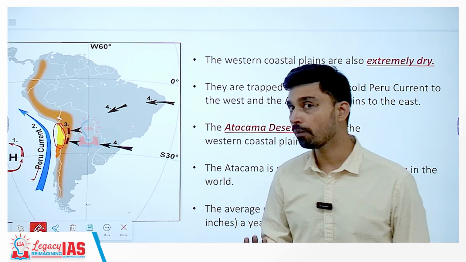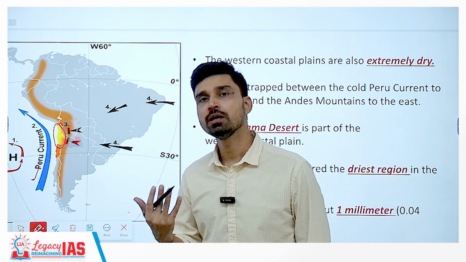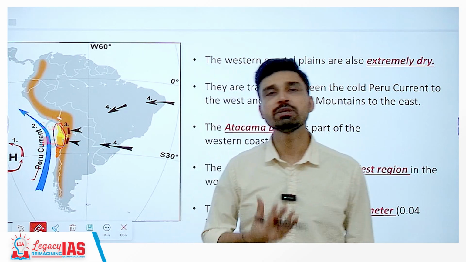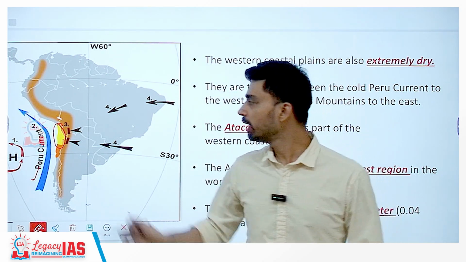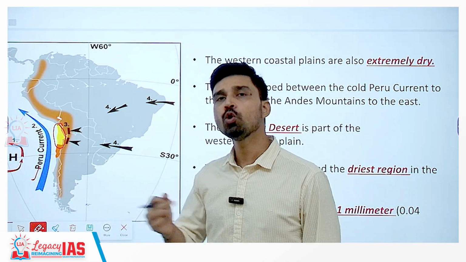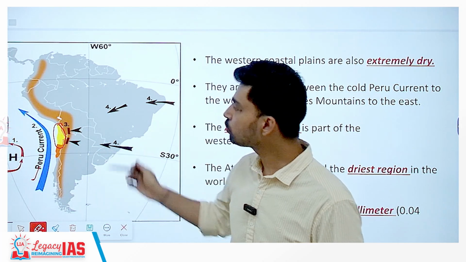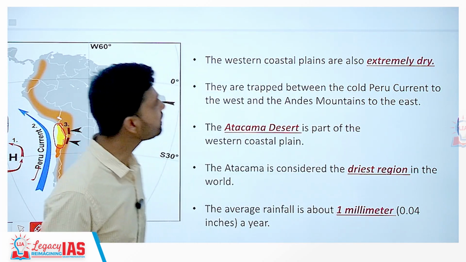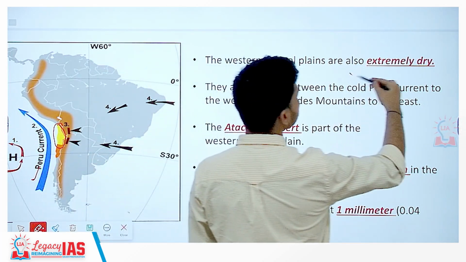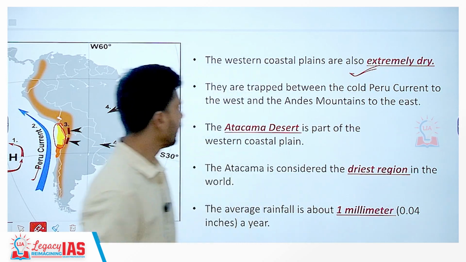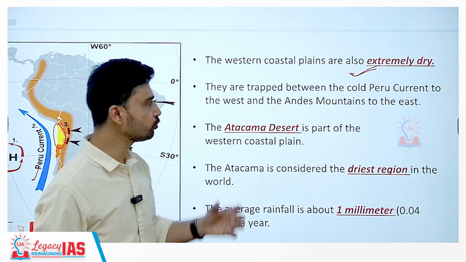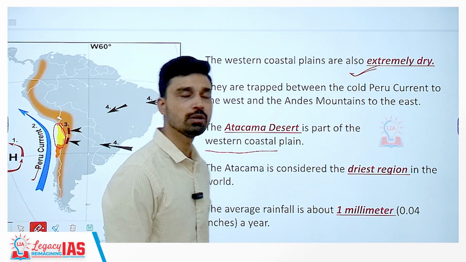The rate of evaporation will be less, and that means the cloud density will be low. That means the amount of rainfall will be low. So this plain has a very low amount of rainfall, and it is due to this that the plain is extremely dry in nature. And the Atacama desert is actually part of the western coastal plain.